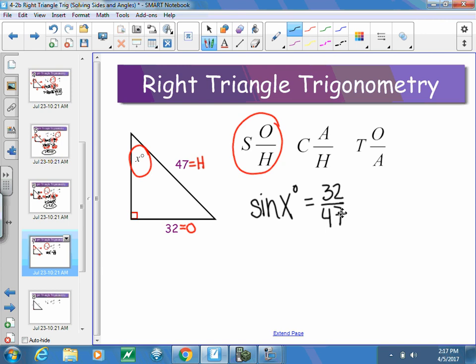Well, to solve for an angle, you don't just divide by the sine, because it's the sine of that angle. Here's where we use something on our calculator, what's called the inverse sine. And so that's with the little power of -1 here. That's the inverse. And so what we're going to do is take the inverse of our trig ratio of 32 over 47, and that's going to give you x.